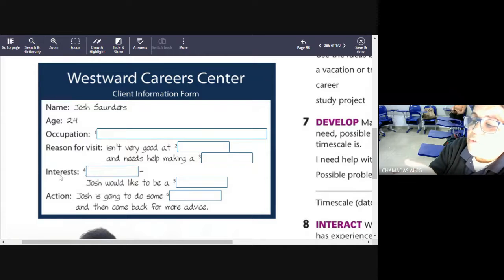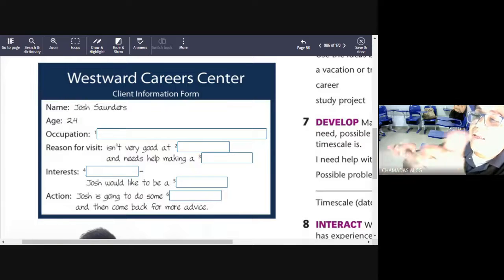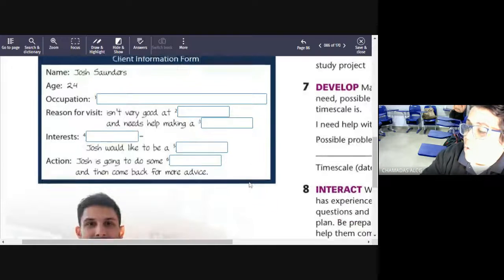What about his interests? What are the things that he likes? Here we have one space, number 4, and number 5 here. Josh would like to be a and action. Let's see the action we need to take. Josh is going to do some and then come back for more advice. So we have to start from somewhere. And the first thing that his friend suggests is to do. So we are going to listen again.